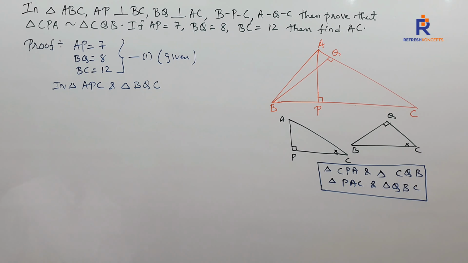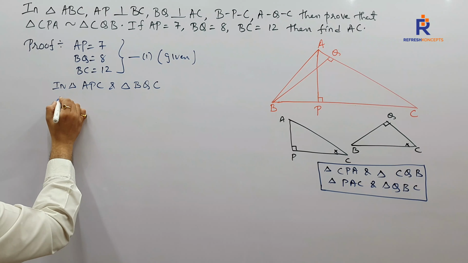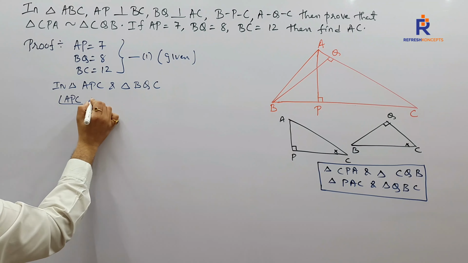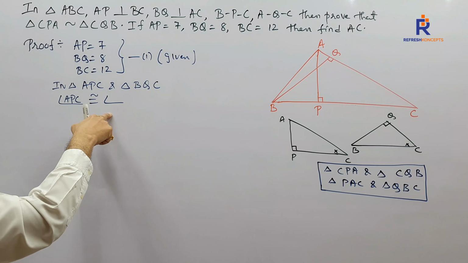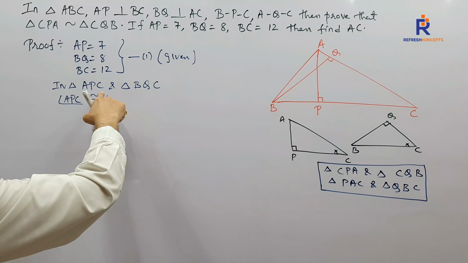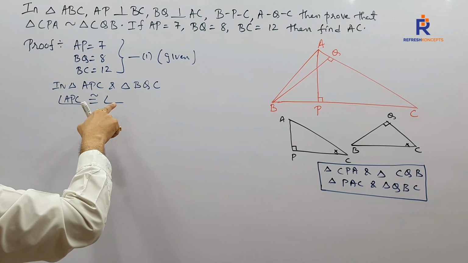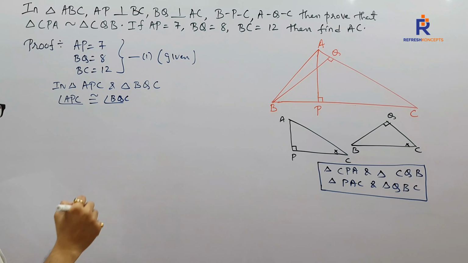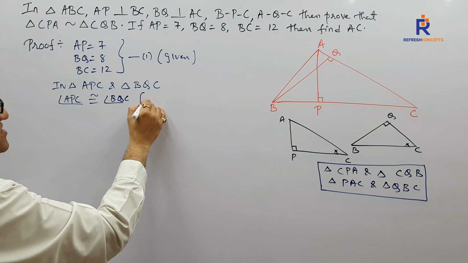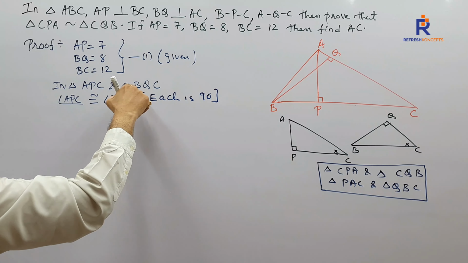In triangle APC and triangle BQC, angle APC is congruent to angle BQC. Since I've written the one-to-one correspondence over here, it is helping me here also. Writing the one-to-one correspondence helps me in every further part. So I just have to blindly follow what I have written. APC, BQC, each is 90. Are you getting me? That's what one-to-one correspondence is.